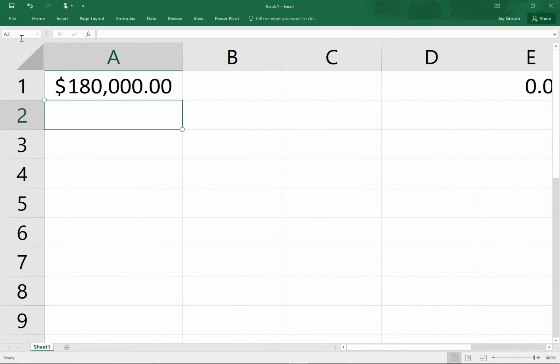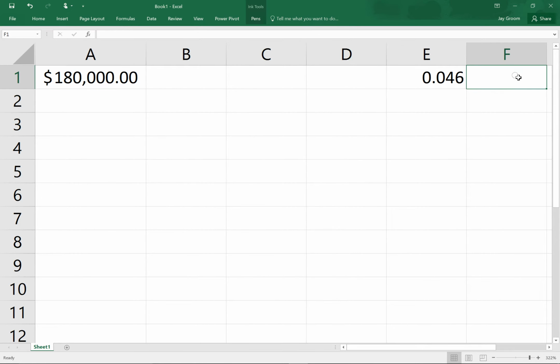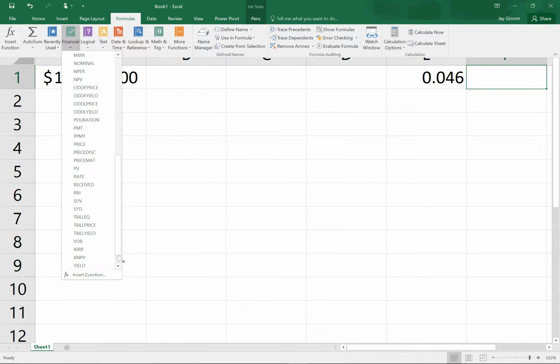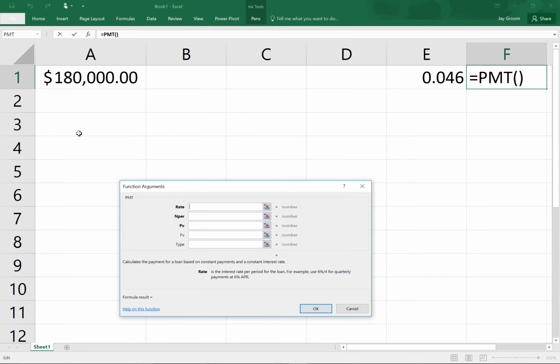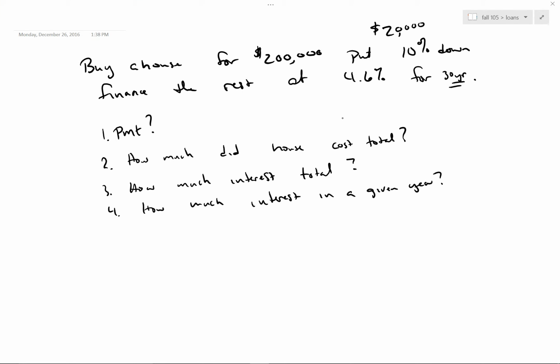Don't forget to hit enter. And so what I'm missing here is the payment. So we're going to use the formulas, financial, payment. There it is. So the rate is that guy divided by 12. The number of periods is 360 because it was a 30-year loan. The value is negative A1. Everything else you can leave blank. And we'd have to pay $922.76 a month for the payment.